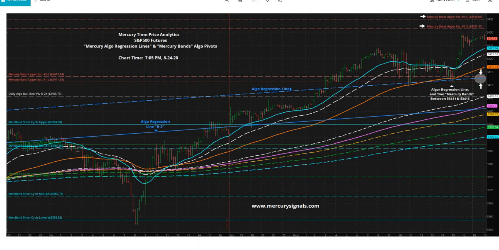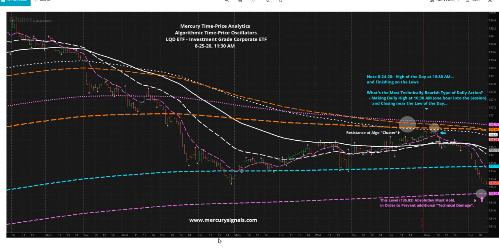All right, that was that one. All right, we showed you the LQD investment grade bond ETF in the beginning. This is today. Now I put this out at 11:30 a.m. This level absolutely had to hold, and it got down. It didn't quite come down to 135.02. It got close, and then it moved a little bit higher. And then it didn't close well. It didn't close well at all.